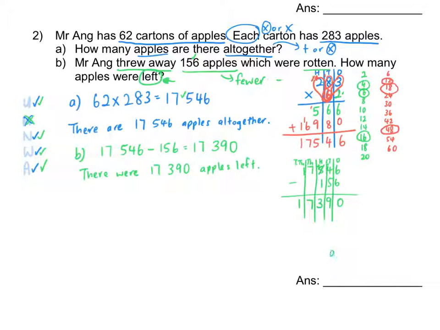Part A, answer is 17,546. Part B, 17,390. With that, we are done for this worksheet.